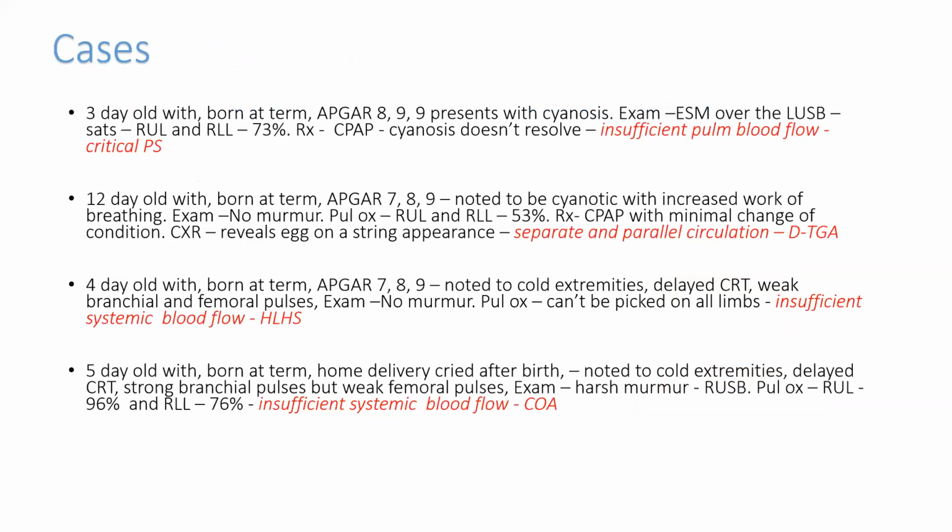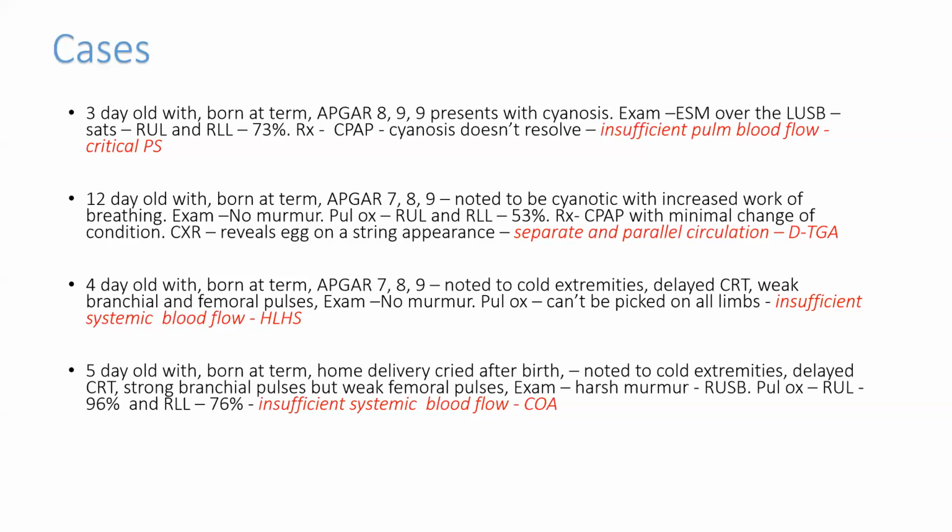So back to our cases, the 3-day-old who scored well at birth, main findings being an ejection systolic murmur at the left upper sternal border, and cyanosis. The saturations of both the upper and the lower limbs were low. The main pathophysiological mechanism is insufficient pulmonary blood flow, and this is the main presentation you will see in critical pulmonary stenosis. So that baby had critical pulmonary stenosis. Of course, a baby with tetralogy of Fallot, with severe right ventricular outflow tract obstruction, will also present in a fairly similar manner.